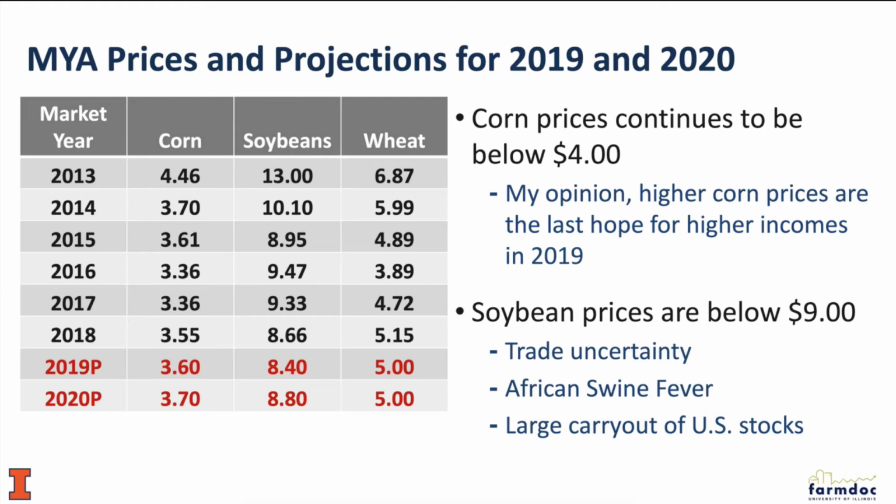At the same time, we don't see corn prices going above $4. 360 is the projection for 2019, and 370 is the projection for 2020. Again, we've had a whole series of prices below $4 since 2013, and we expect those to continue. You're going to see here that we come out with a pretty low projection of net incomes for 2019 and 2020. Probably the item that could increase our income projections is an increase in corn price.